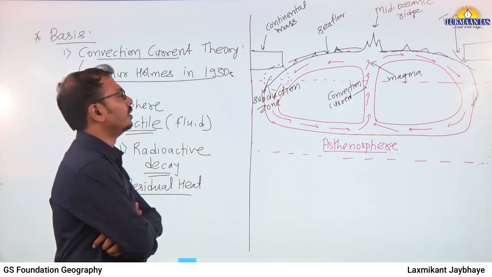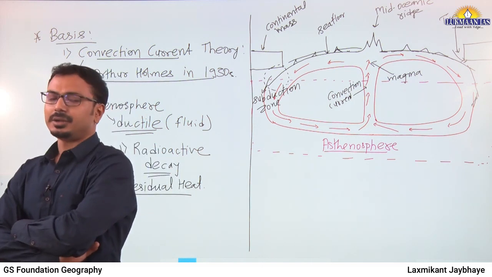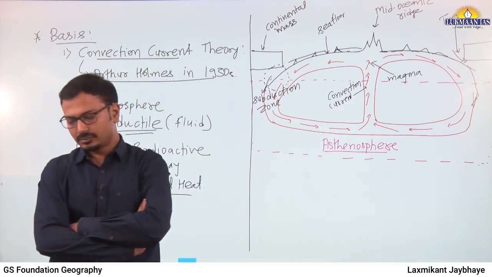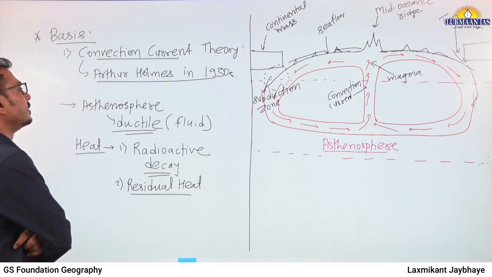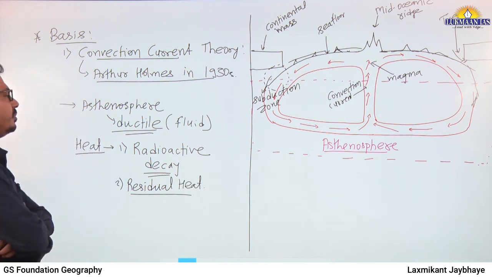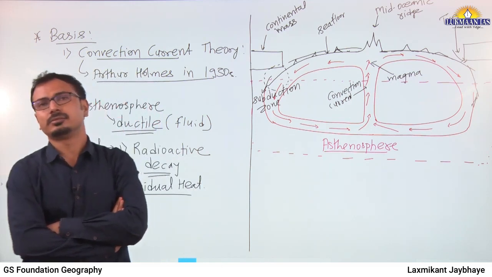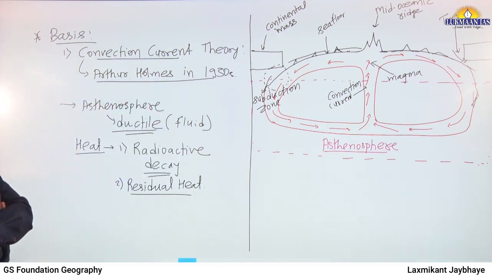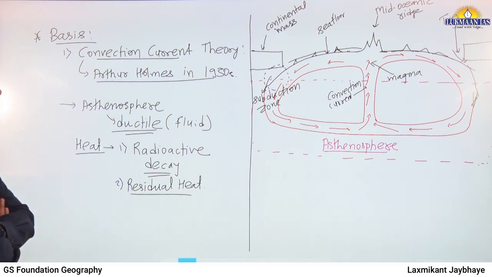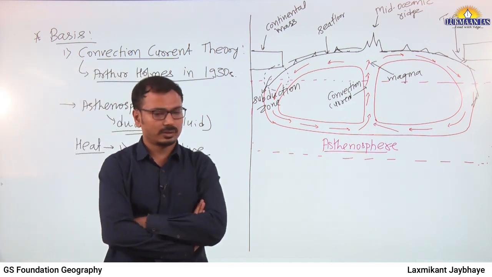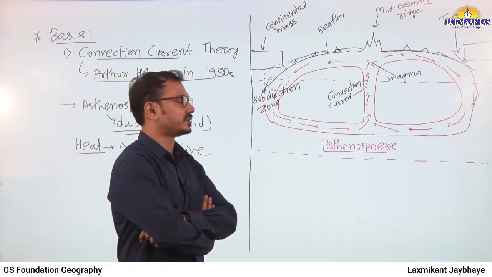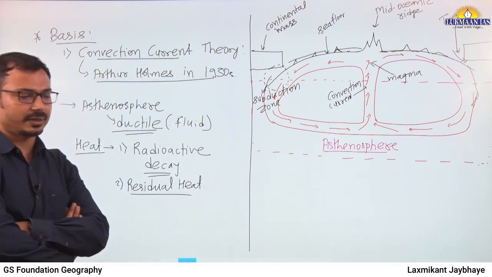The movement of magma in the convection currents provided the basis for (in bracket, force) for movement of lithospheric plates.